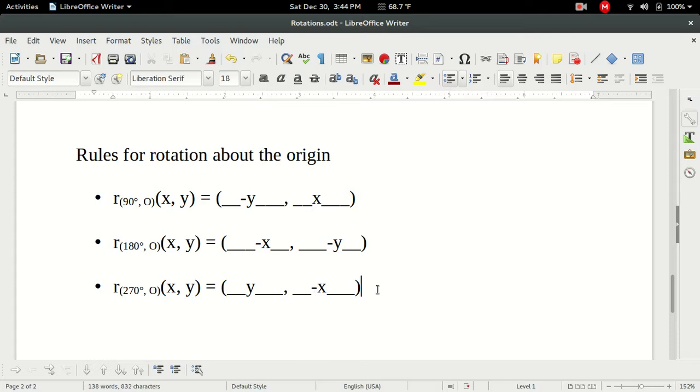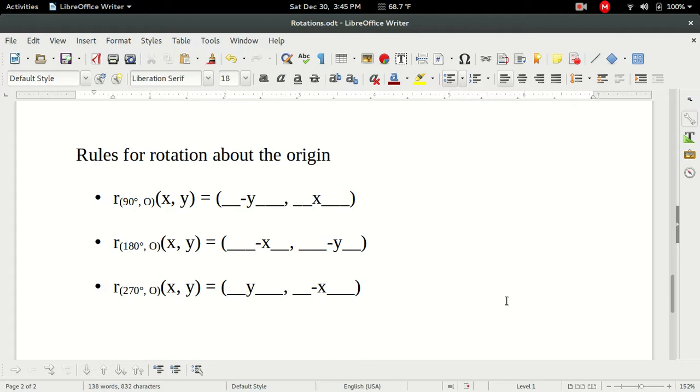Now we could do an exploration. If we had more time, I'd have you sit down with protractors and objects, and do these rotations on graph paper, and you could actually derive all of these rules through your rotations. It actually works really well. It comes out very well.